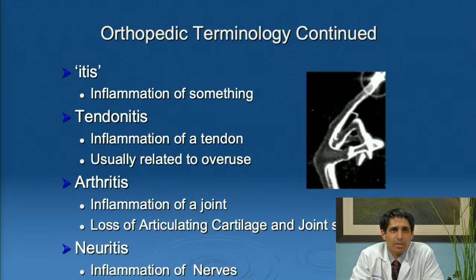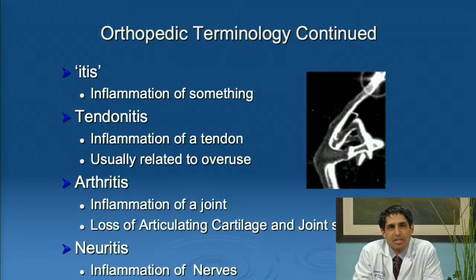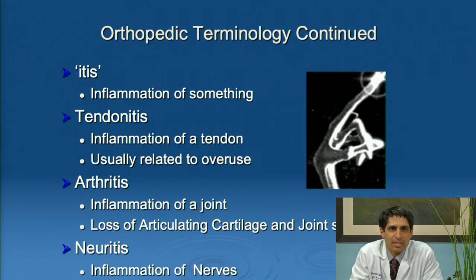Common things to think about too is the "itises." What does that mean? You hear a lot about tendinitis, arthritis, neuritis, and that's how doctors talk. Essentially, it just means inflammation of something. Tendinitis means inflammation of the tendons. Arthritis is an inflammation of the joint, and then a neuritis is an inflammation of a nerve.